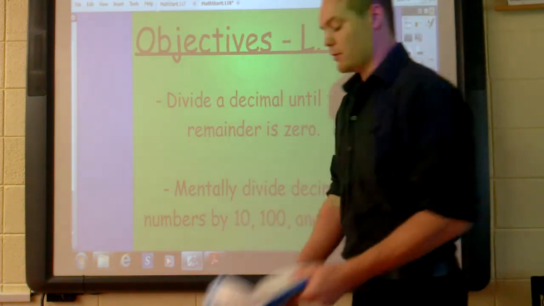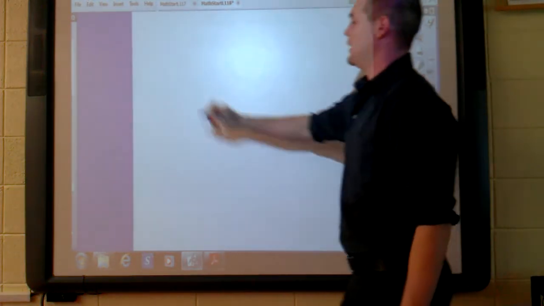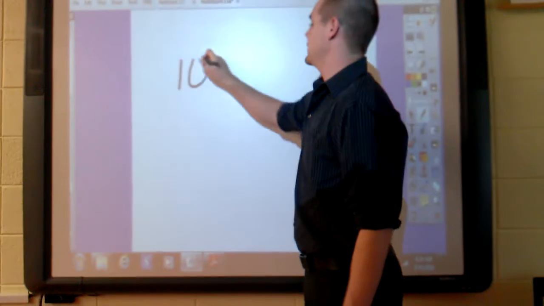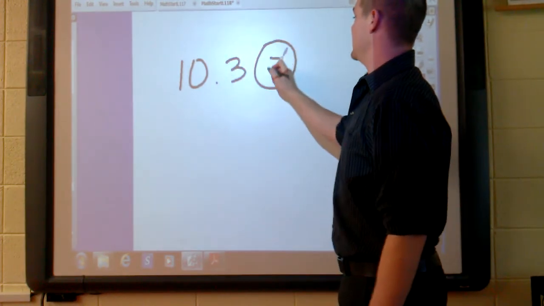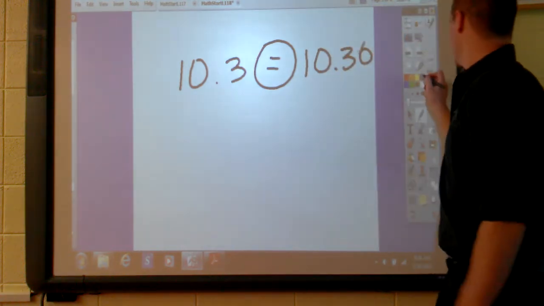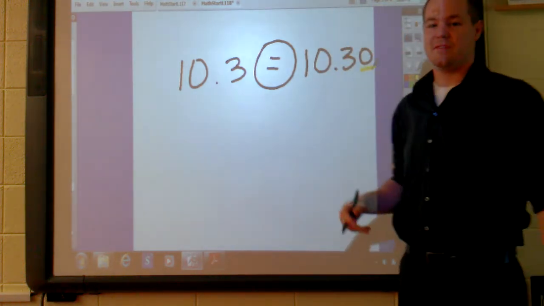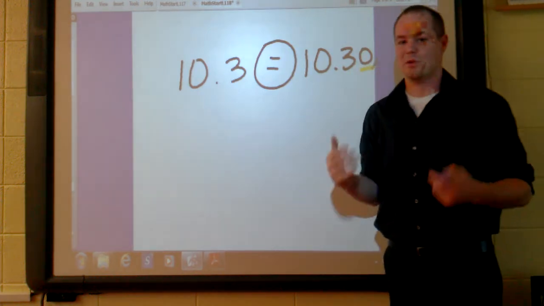Okay, so one thing I'll briefly write down is that 10 and 3/10 is equal to 10 and 30/100. This 0 doesn't affect the value of the number. 30/100 is equal to 3/10.